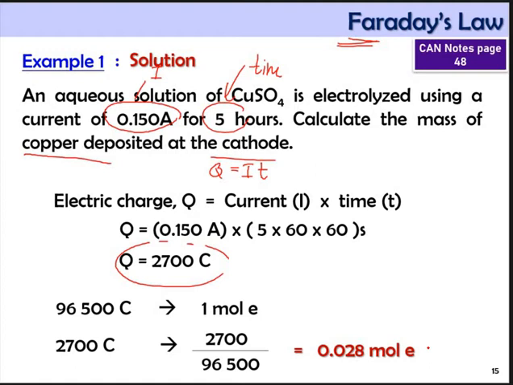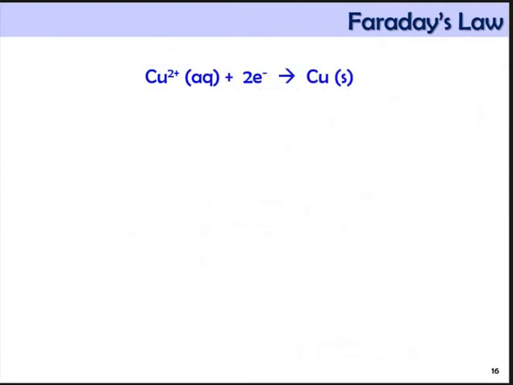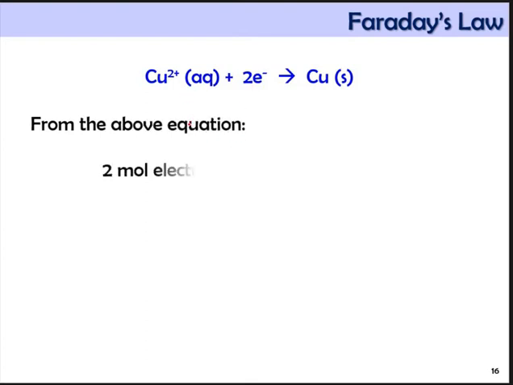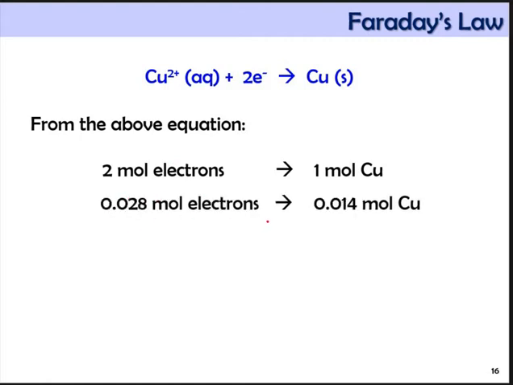So how many electron involved in this electrolysis? Kita kena buat equation. Disebabkan dia adalah berada pada cathode, kita kena buat half equation yang melibatkan proses apa? Reduction. Kita terima elektron. So from the above equation, 2 mole of electron produce 1 mole of copper. So, if we have 0.028 mole of electron, how many mole of copper? 0.014 mole of copper.